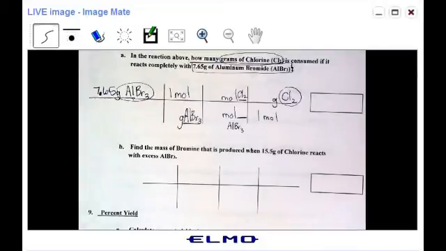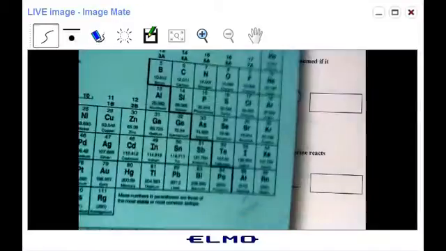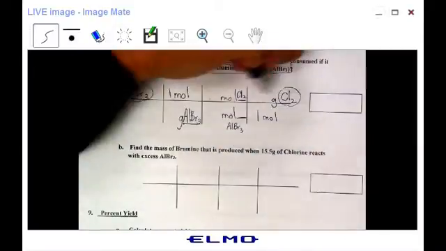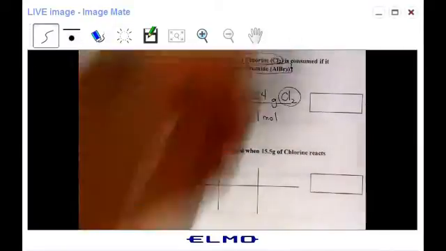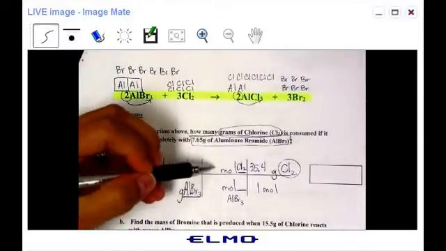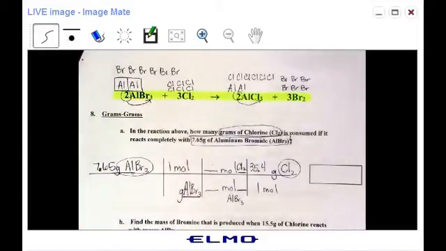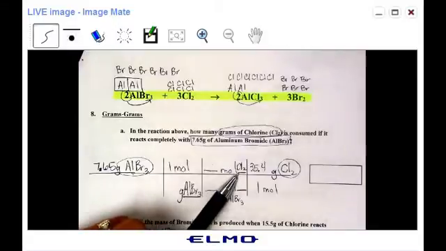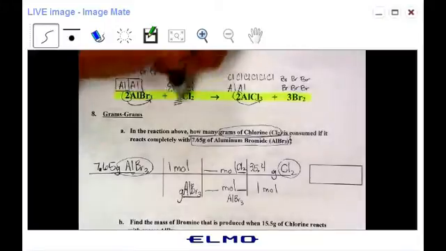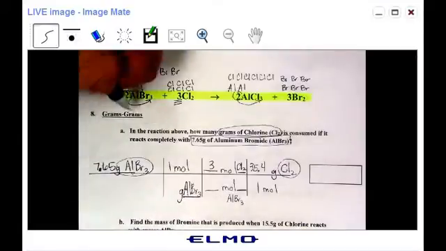Grams of Cl, where do you find the mass of chlorine? Refer back to the periodic chart, 35.4. You do not just put the number 1 by these 2 moles. Instead you use the coefficient. So what is the coefficient in front of Cl2? You look at the equation, 3 is the coefficient in front of Cl2. What's the coefficient in front of AlBr3? 2.